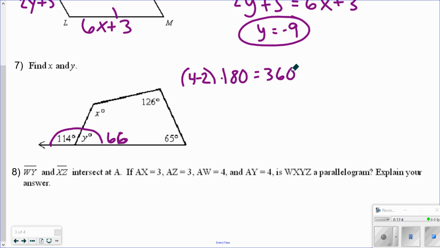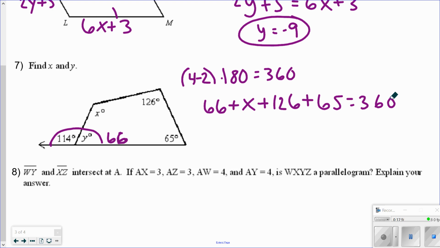So that means that 66 plus x plus 126 plus 65 has to equal 360. So if I combine my like terms and solve for x, I end up getting that x is equal to 103.